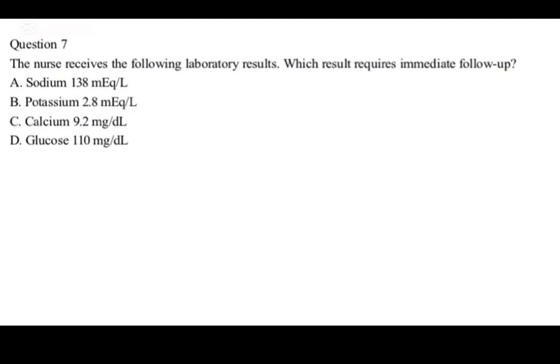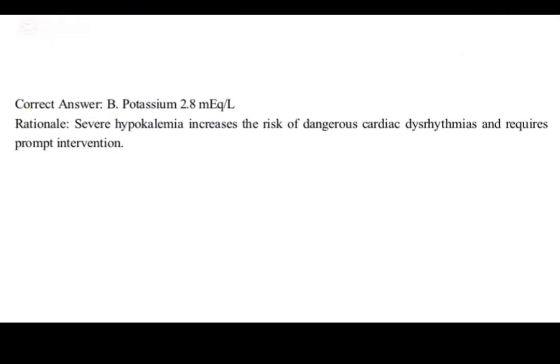Question 7. The nurse receives the following laboratory results. Which result requires immediate follow-up? A. Sodium 138 milliequivalent/L. B. Potassium 2.8 milliequivalent/L. C. Calcium 9.2 milligrams per deciliter. D. Glucose 110 milligrams per deciliter. Correct answer, B. Potassium 2.8 milliequivalent/L. Rationale. Severe hypokalemia increases the risk of dangerous cardiac dysrhythmias and requires prompt intervention.